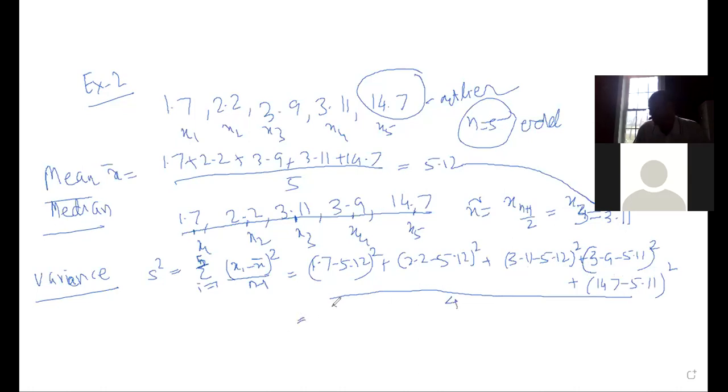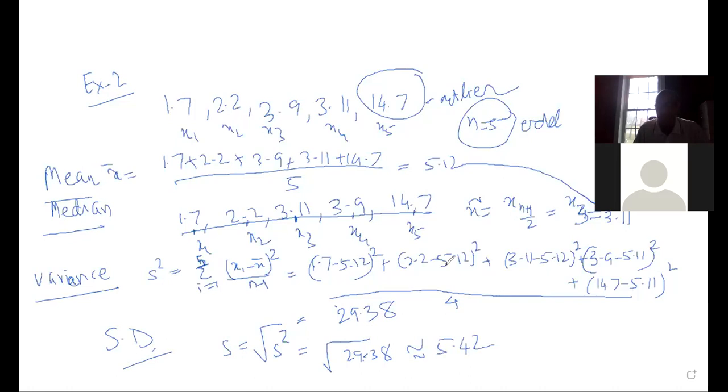If you use your calculator, you're going to get 29.38. And the standard deviation is given by S, equal to the square root of S square, that is equal to the square root of 29.38, and that is approximately equal to 5.42. And you can see over here that it is not really very close to my mean. So this way you can find all these four terms.